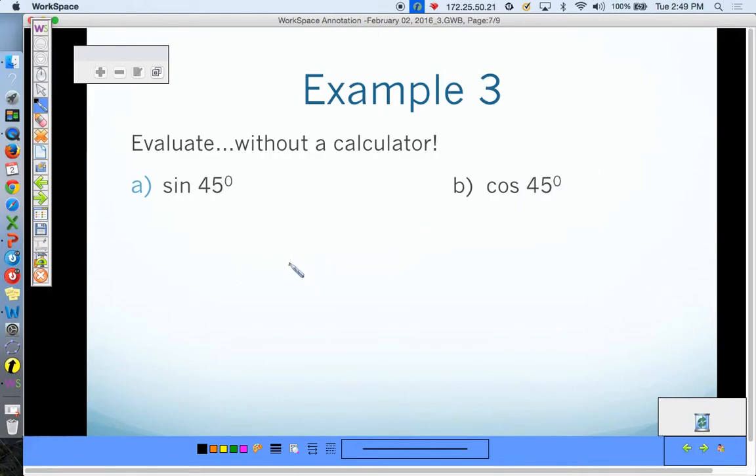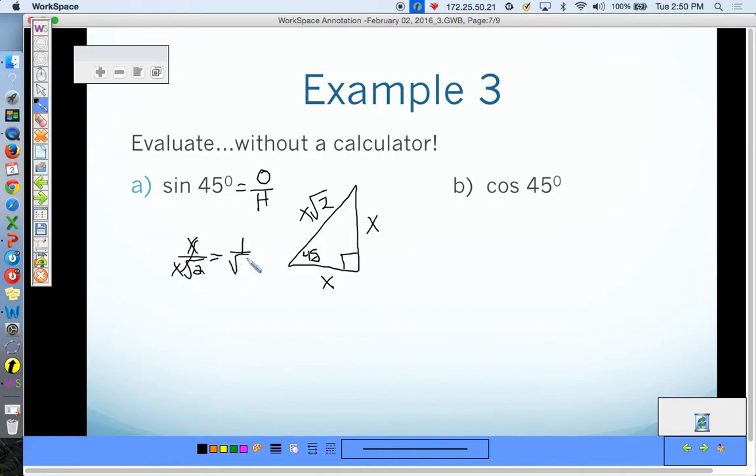And then we can look at the 45s. So we had, those were both isosceles, so it was x and x times the square root of 2. So our sine, opposite over hypotenuse, well, either 45, it's x over x square root of 2. So this turns out to be 1 over the square root of 2.